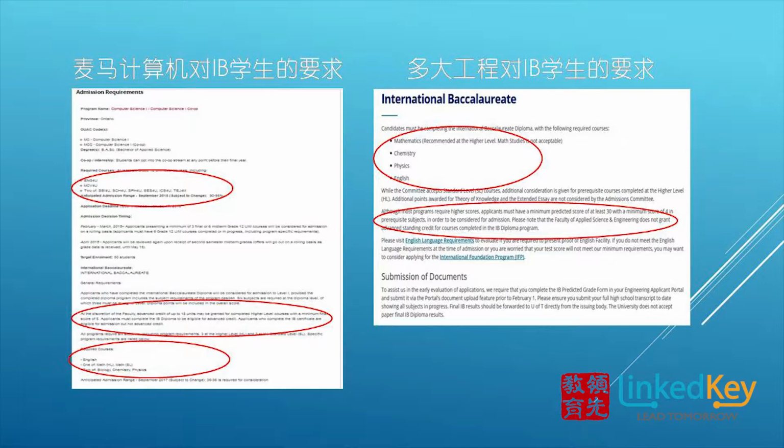And also, McMaster really is not as strict as Waterloo, saying that you have to take HL Math. It could be SL Math in terms of computer science, so you have the option there.